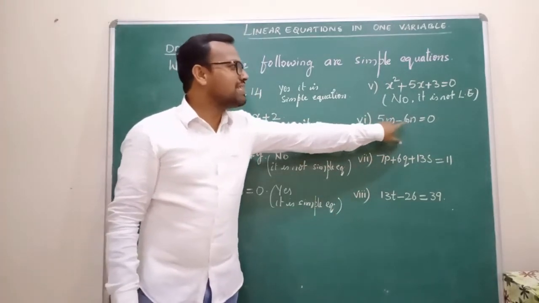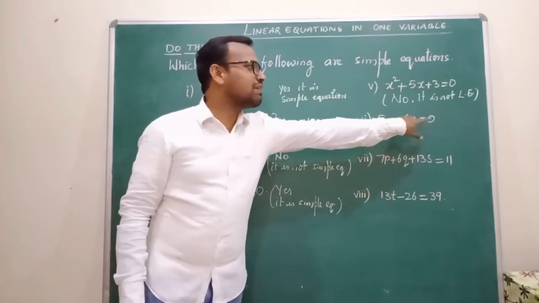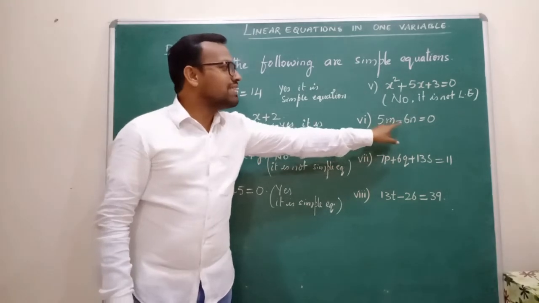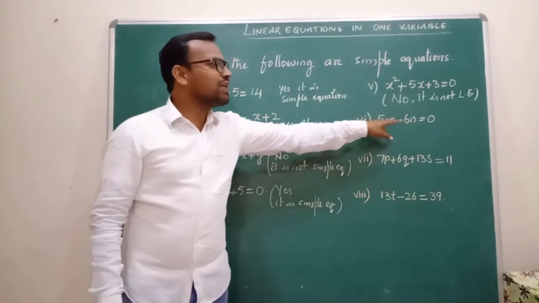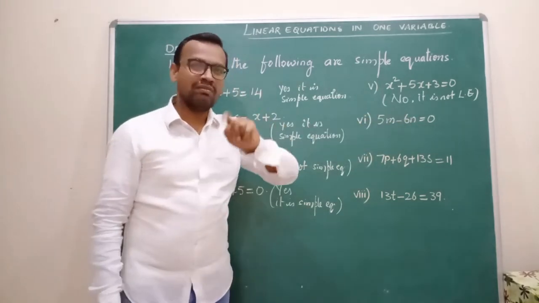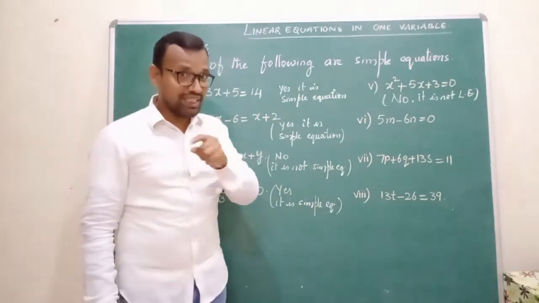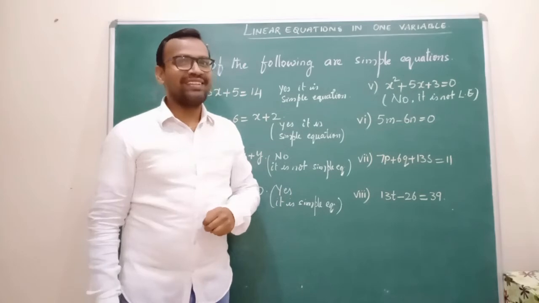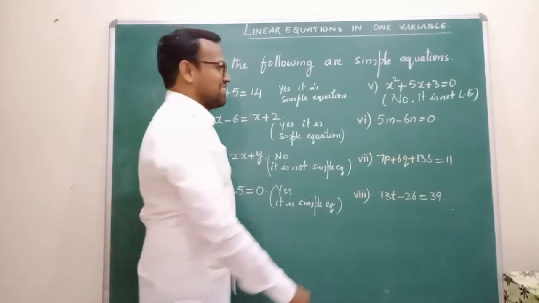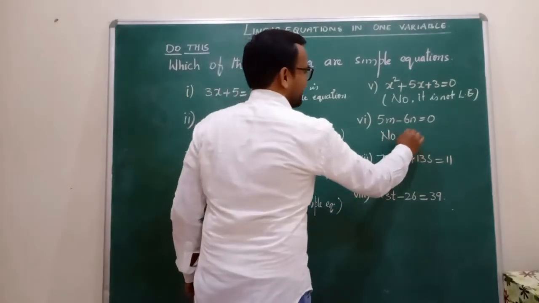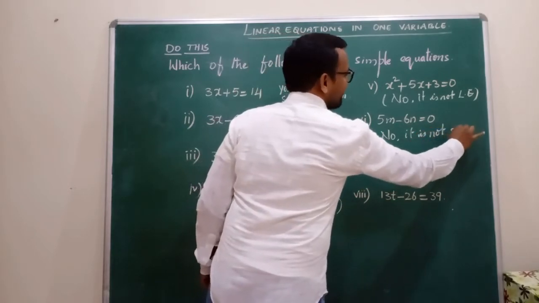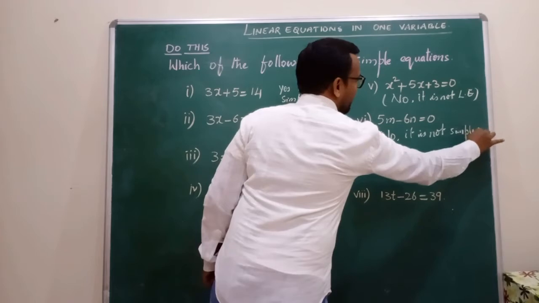What about the sixth one? 5m minus 6n is equal to 0. In this, what is the degree of this equation? 1, which means it is linear. But how many variables are there? m, n. Two variables are there, so it is not a simple equation.